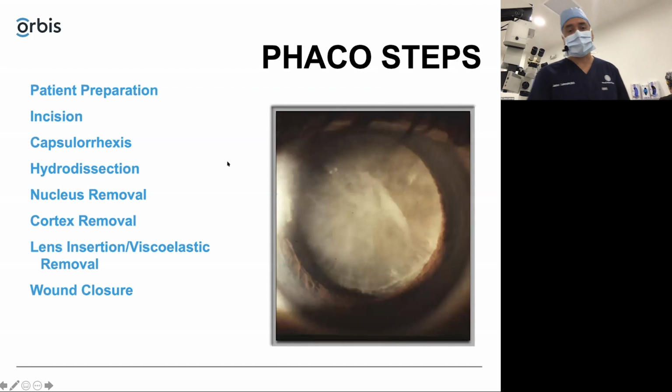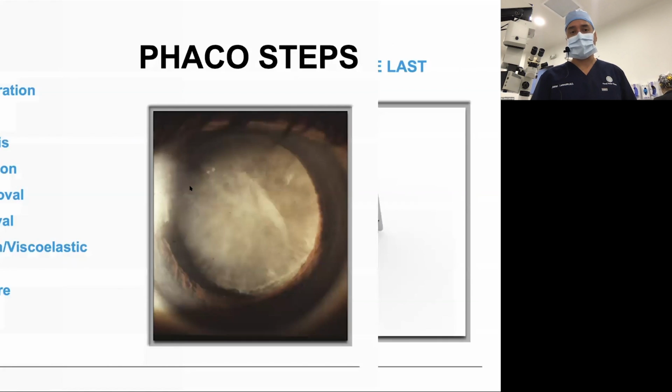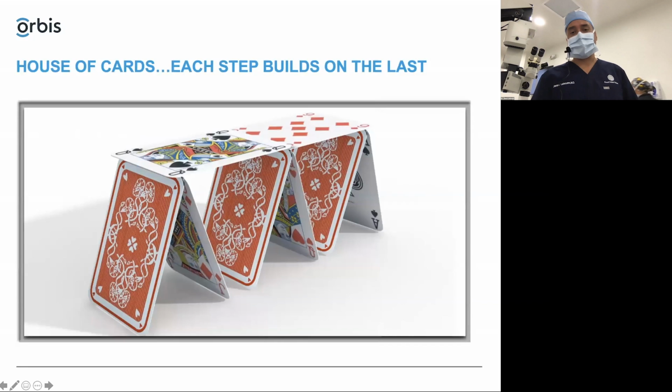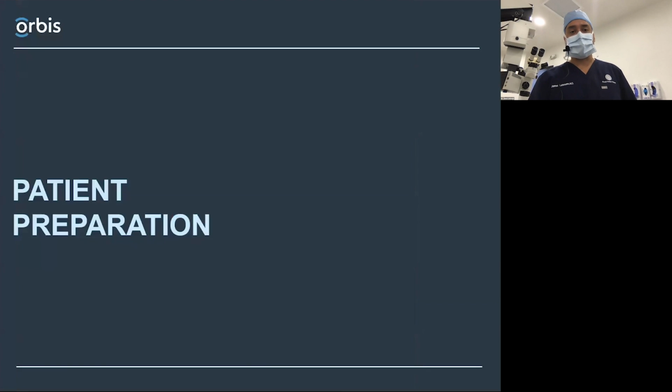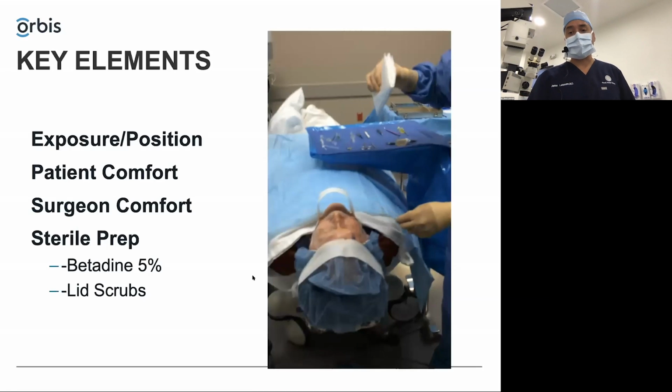So phaco consists of these steps: patient preparation, incision, rhexis, dissection, removal of the nucleus and cortex, insertion of the lens, and closure of the wound. And all of these steps build on each other like a house of cards. So if you mess up the first step, all the other steps are harder. That's why you have to master each step and do them well. And that begins with patient preparation.